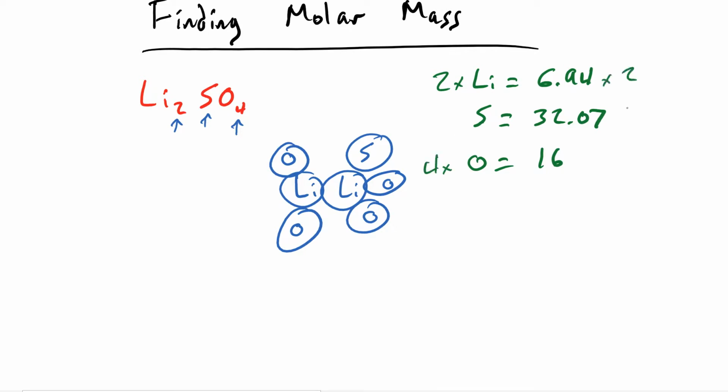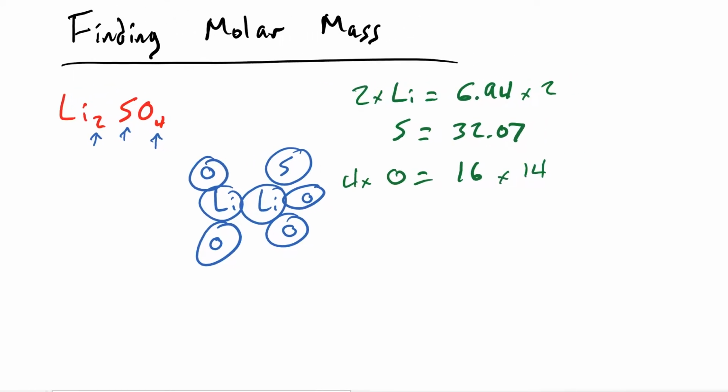So in order to figure out what the total mass of this is, we've got to figure out the sum of everything. So when you take 6.94 times 2, that gives 13.88. That's the mass of all the lithium in this molecule. Then sulfur, that doesn't really change, just multiply by 1, because there's only one of those. But then, oh, I see I made a mistake here. I should have written 4, not 14. There we go. So 16 times 4 is 64. That's the total mass of all 4 oxygen atoms.